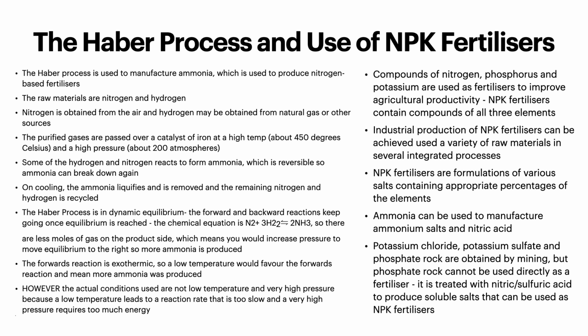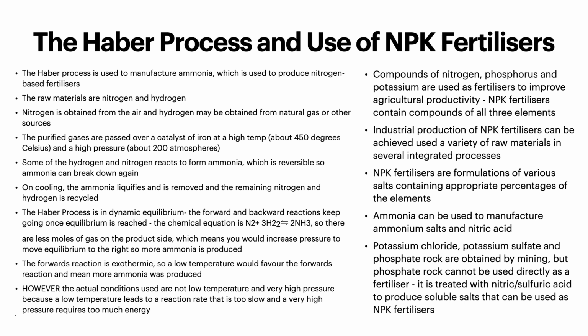The purified gases are passed over a catalyst of iron at a high temperature, about 450 degrees Celsius, and a high pressure, about 200 atmospheres. Some of the hydrogen and nitrogen reacts to form ammonia, but this is a reversible reaction, so the ammonia can break down again. On cooling, the ammonia liquefies and is removed, and the remaining nitrogen and hydrogen is recycled. The Haber process is in dynamic equilibrium, so the forward and backward reactions keep going once equilibrium is reached.